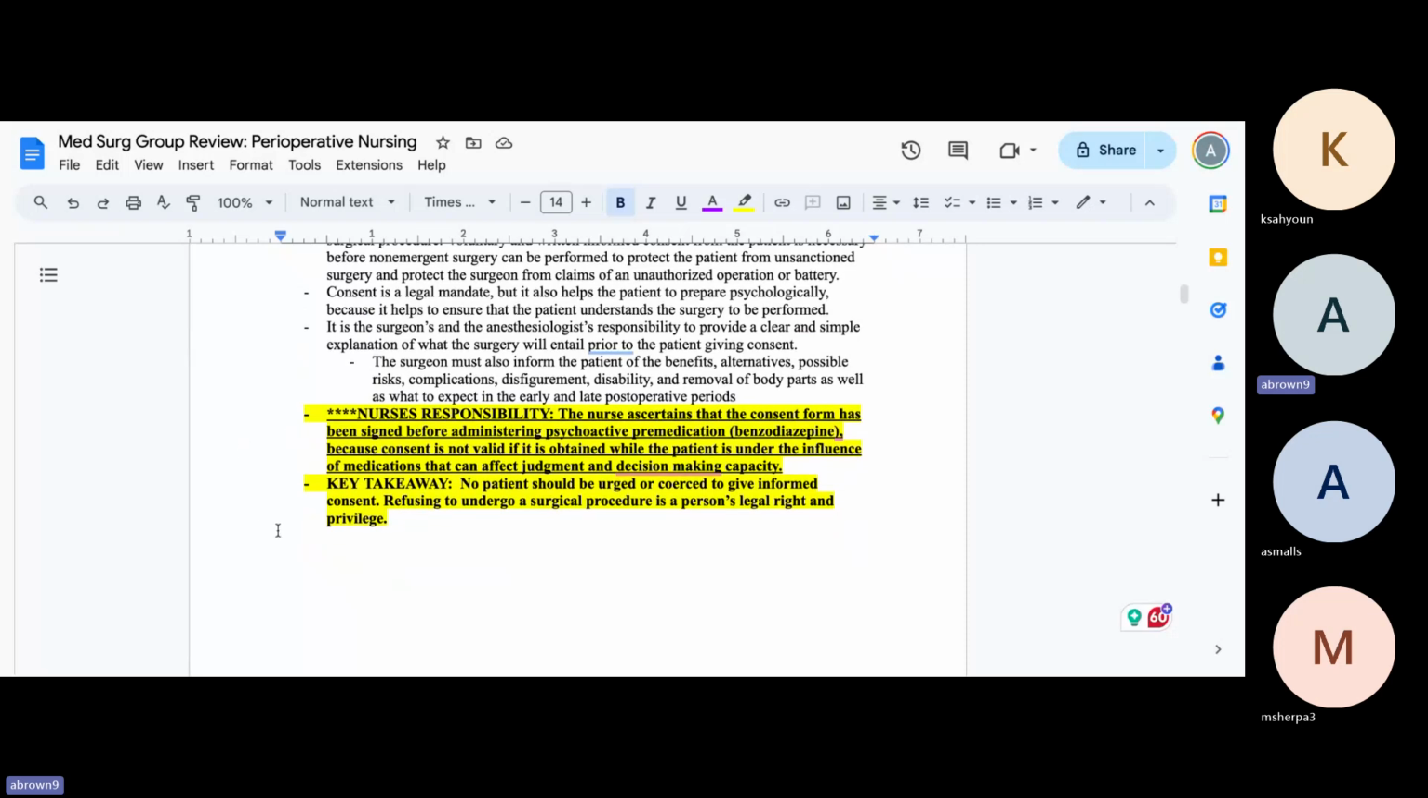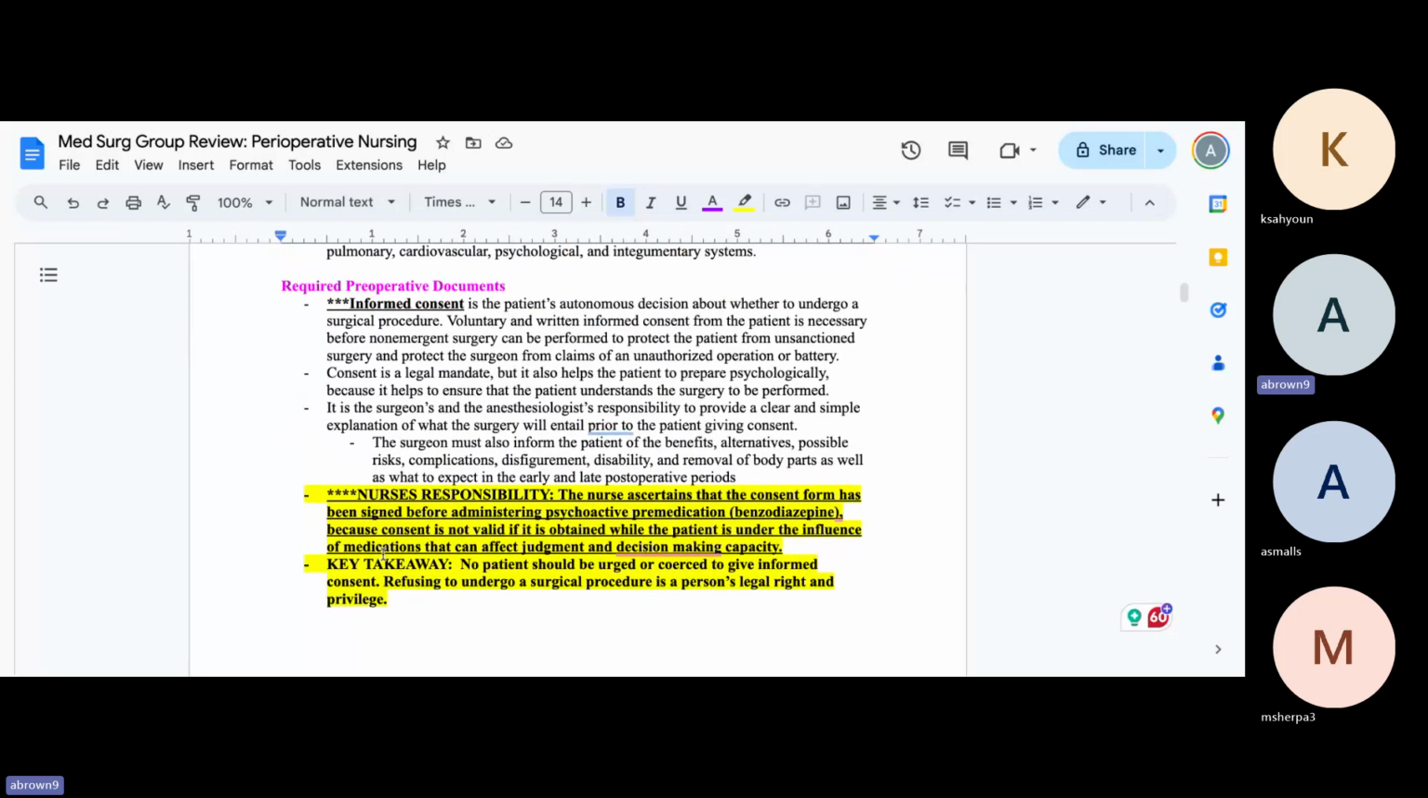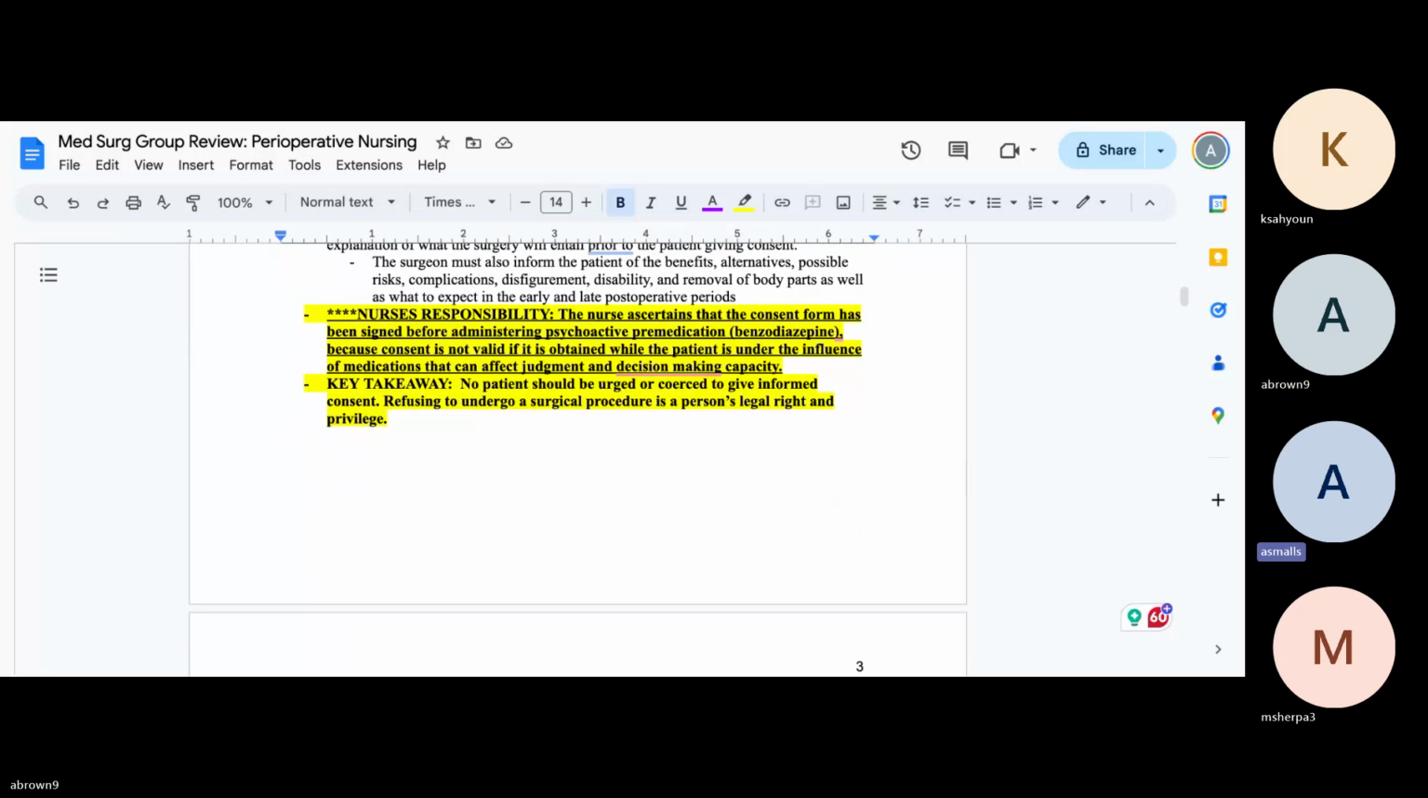Okay, so the key takeaway is that no patient should be urged or coerced to give informed consent. Refusing to undergo a surgical procedure is the person's legal right and privilege. Does anyone have any questions? No. Okay.